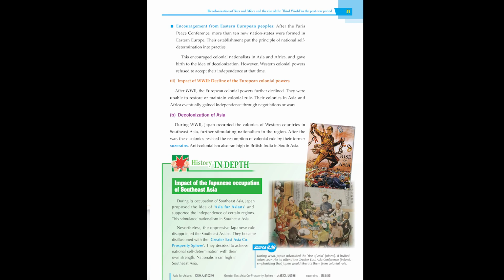Look at the source 9.30. During the Second World War, Japan advocated the rise of Asia, above. It invited Asian countries to attend the Greater East Asia Conference, below, emphasizing that Japan would liberate them from colonial rule.